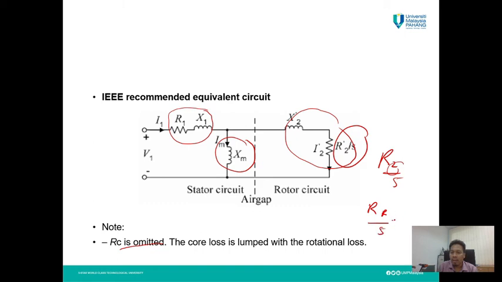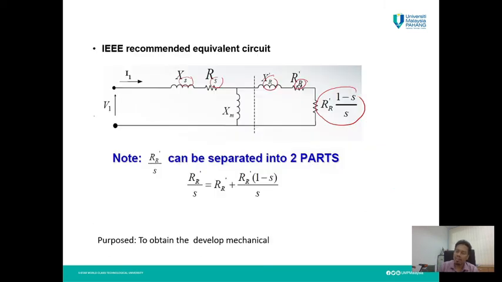So actually kita boleh pecahkan bahagian ni kepada dua bahagian lah. At the end dia akan jadi macam ni: RR prime dan juga RR prime times (1 minus S) over S. Kenapa kita pecahkan dia kepada dua bahagian ni? Supaya kita boleh kira mechanical power nanti. Nanti kita akan lihat dalam power flow diagram macam mana nak kira PM lah. Untuk kira PM kita kena ada elemen ni, RR times (1 minus S) over S.